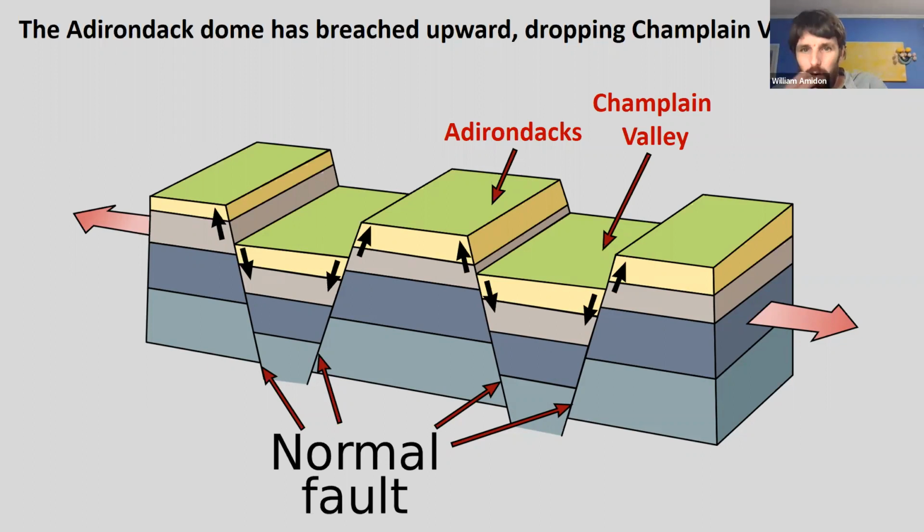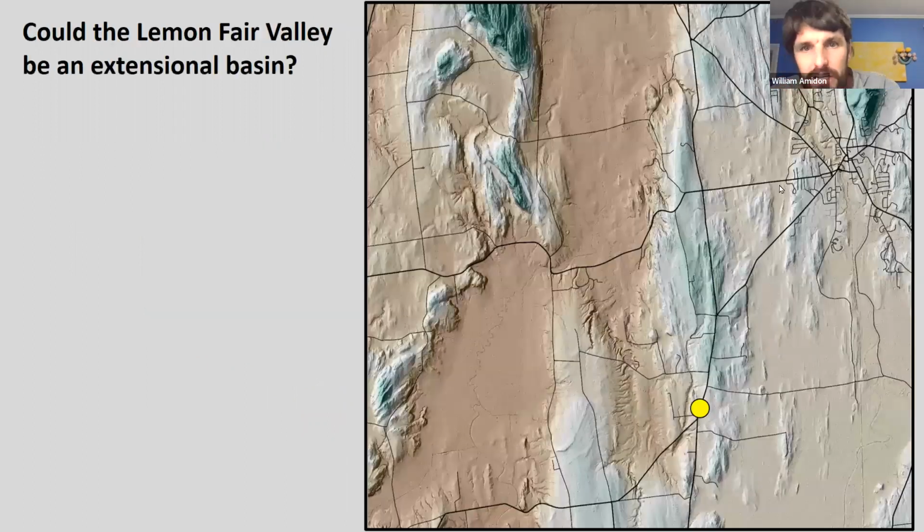And so one thing that I've always wondered is, are there smaller extensional basins on the floor of the valley? And I have to say, I've often wondered if the Lemon Fair Basin itself is actually an extensional basin, similar to what I was just talking about.